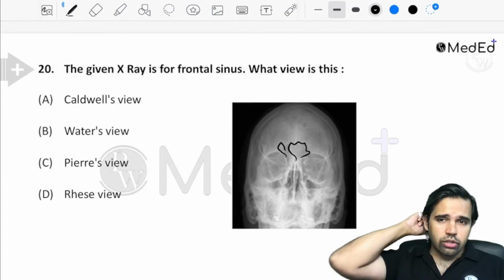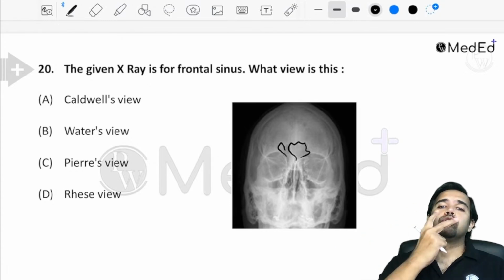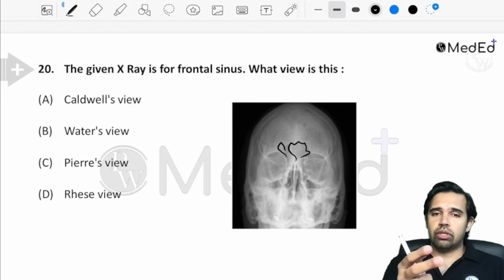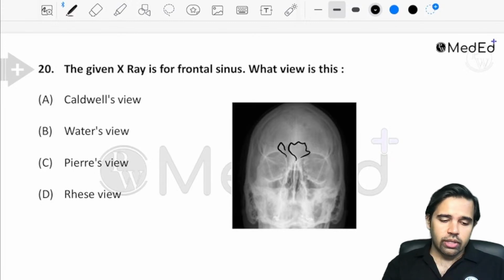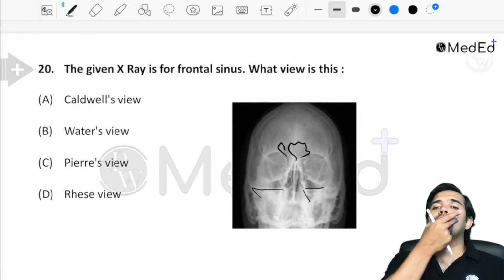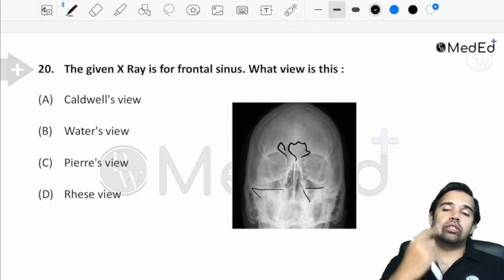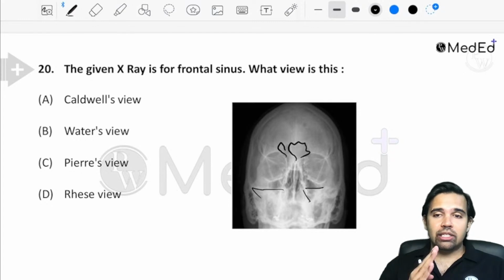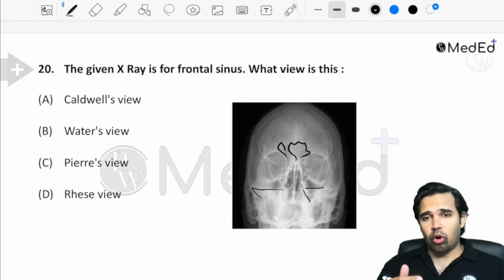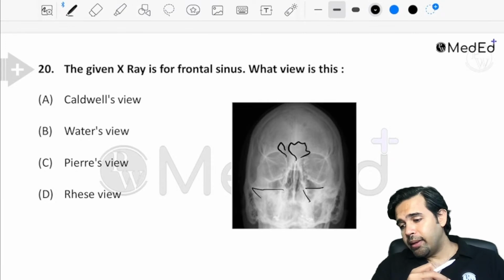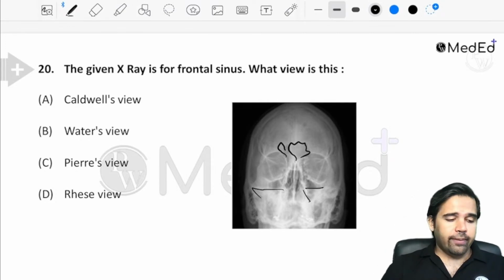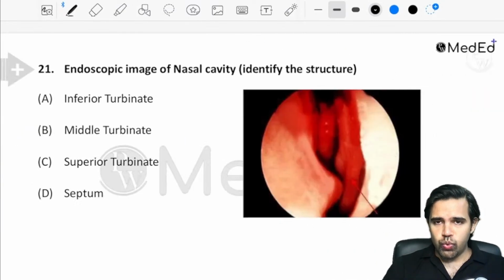Waters view is occipitomental. Also, the maxillary sinus is hard to see because you're looking head on. You can see half of the maxillary sinus covered by the mandible. If you do this, you're able to see it purely as a cavity, through the open mouth. Pierre's view, you can see the mouth. Rhese view is a lateral oblique view to look at the optic canal and the ethmoidal sinuses. All right, so this is Caldwell's.